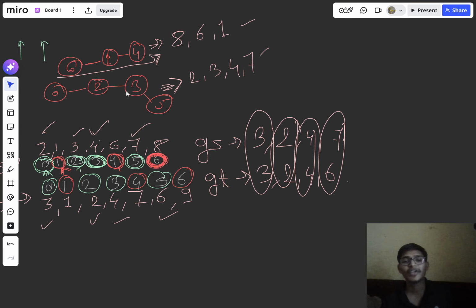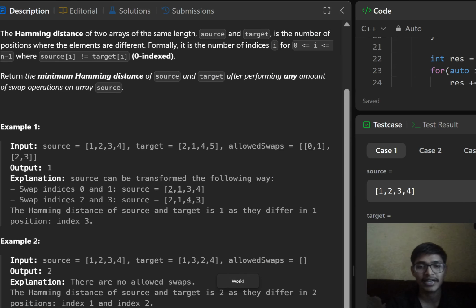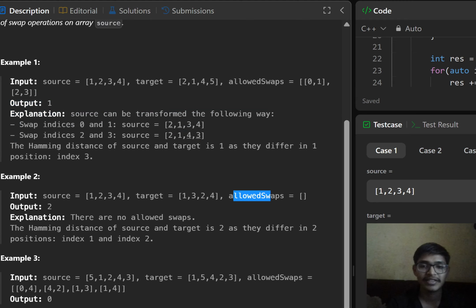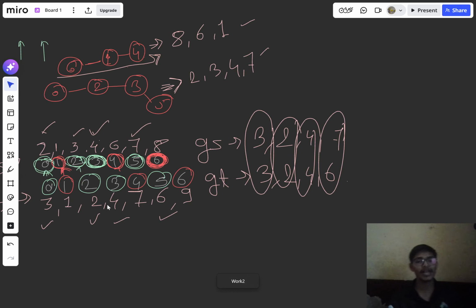If any element is not able to swap with any of them, because it is given as allowed swaps, so 0 and 1 are given to us, but in this one the allowed swaps are empty, so that's why there will be 4 graphs. Index 0 is having one graph, index 1 is having one graph, index 2 and 3 both have individual graphs, so there can be 4 graphs. In this way we will have to group our graphs.